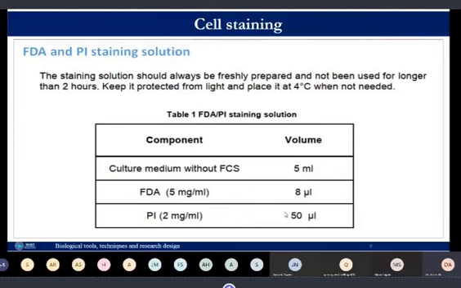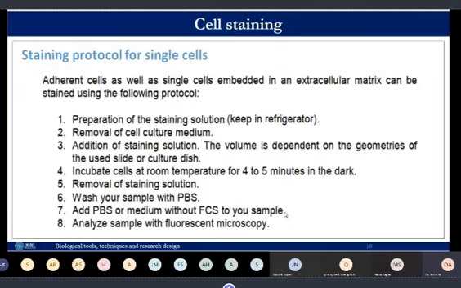So here is the staining protocol for adherent cells. If you have, for example, fibroblast cells that are grown on a glass slide or on the bottom of a well plate, how will you proceed for FDA and PI staining? Here is the recipe.